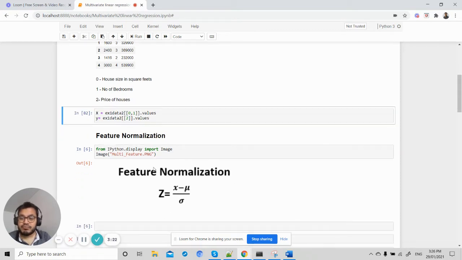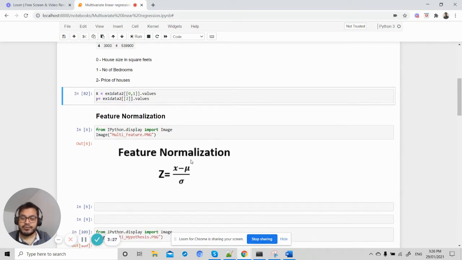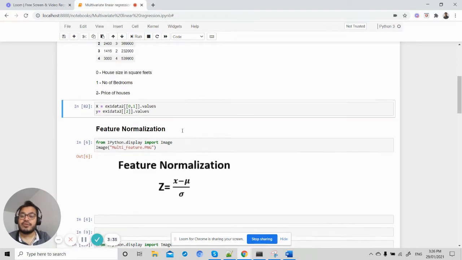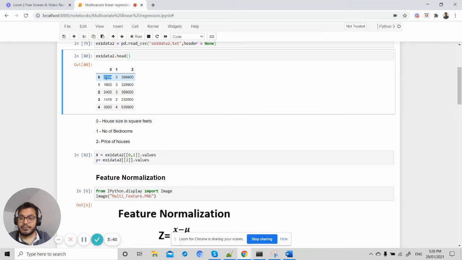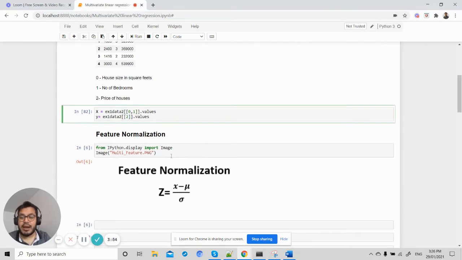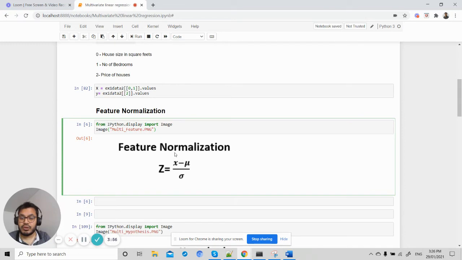Now we will be doing feature normalization. This is our standard normal distribution. The reason for doing feature normalization is that our two features are on different scales. The price of houses is in thousands, whereas the number of beds is around 3. So we need to scale these to a particular common scale. For that we use the standard normal distribution z score, which is x minus mu divided by sigma.